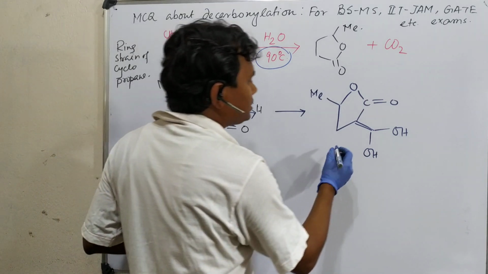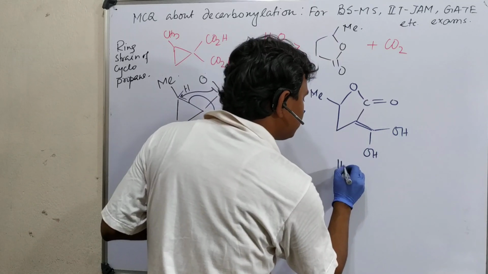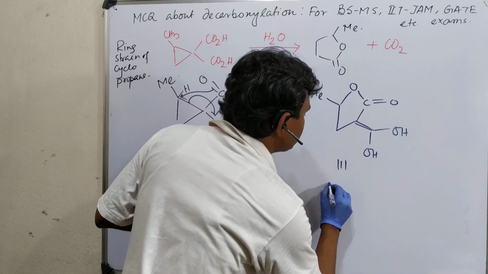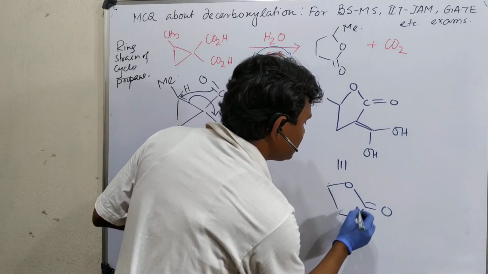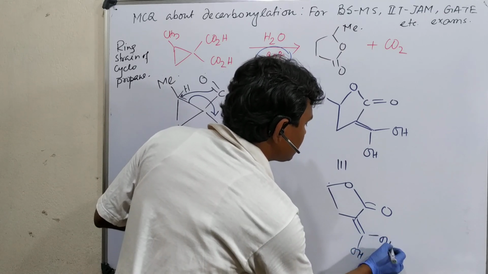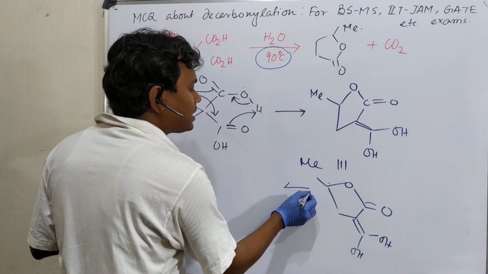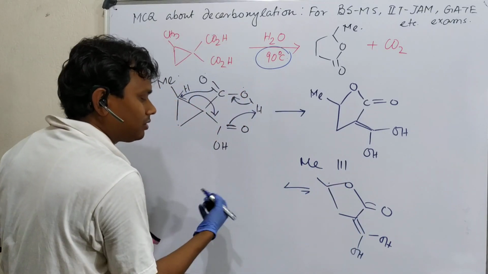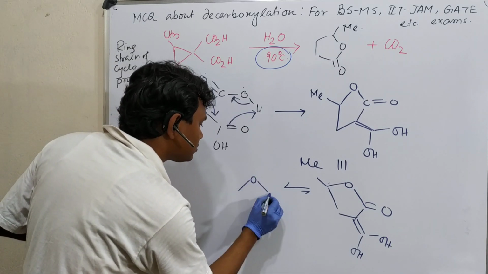Now let me draw it in a different way. See, it's a double bond. First let me draw everything as the exact structure. Five-membered ring. So this is this. Next is this. This is the methyl. Now it will undergo tautomerization because it's a diol. A gem diol is not stable, so the corresponding carbonyl will be produced. So this.